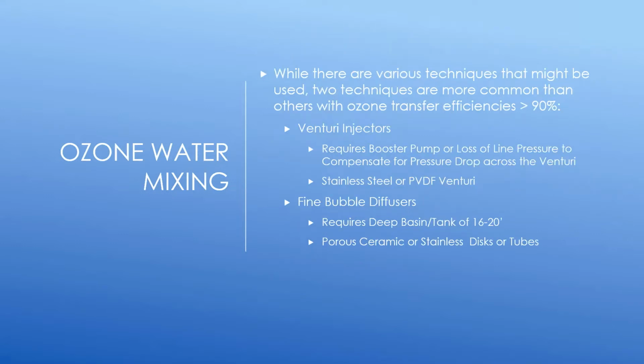While there's a number of techniques that can be used to dissolve ozone, here's a couple of common methods that can achieve greater than 90% transfer efficiency. Venturi injectors, which require some sort of pumping action to create the mode of flow and the pressure to overcome the drop across the venturi, and fine bubble diffusers, which require a deep basin or tank with 16 to 20 feet of water over top of them to achieve the 90% transfer efficiency.